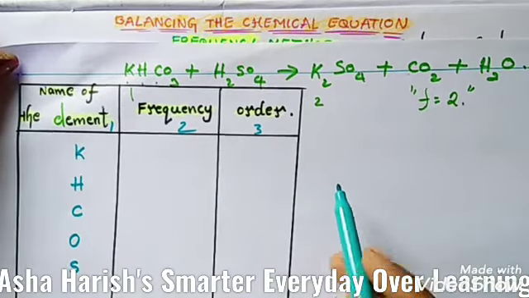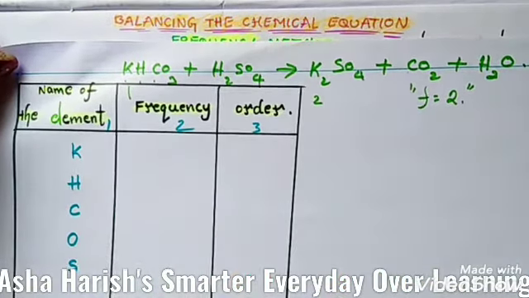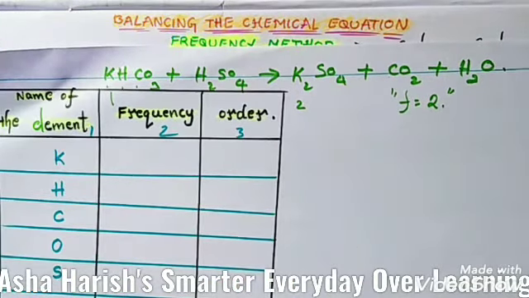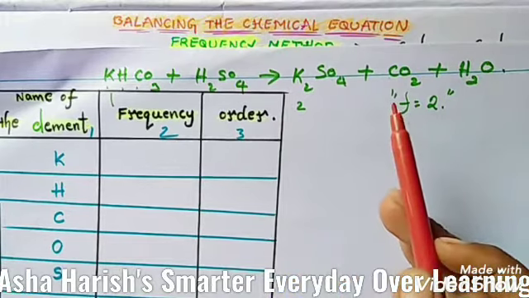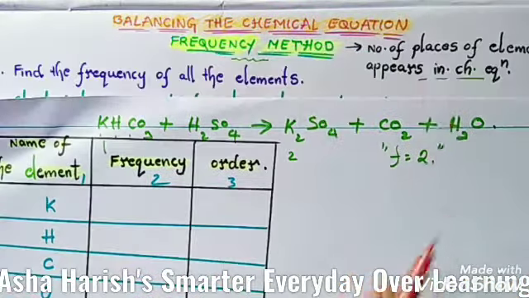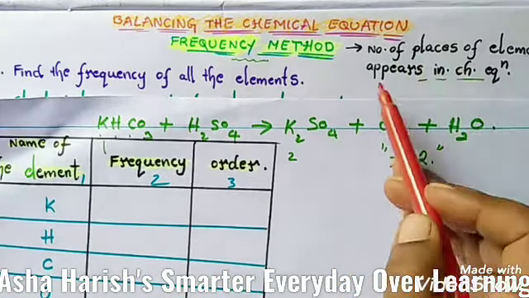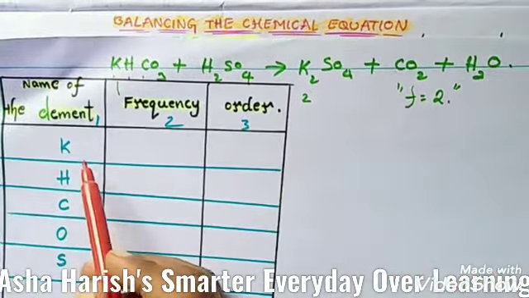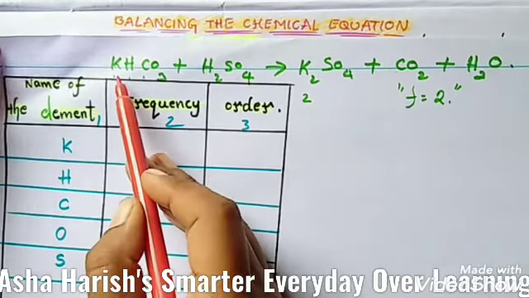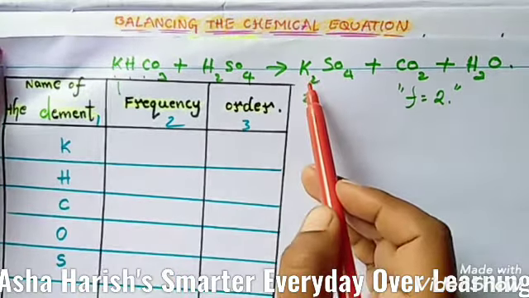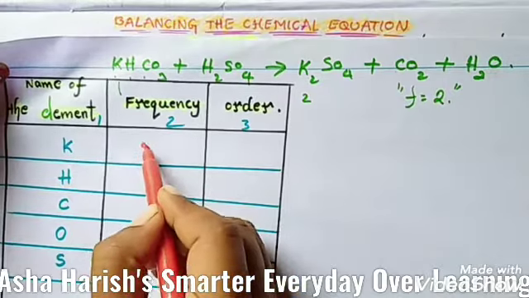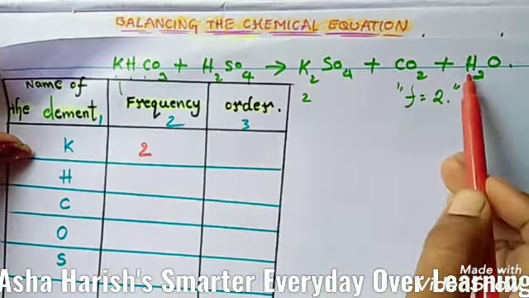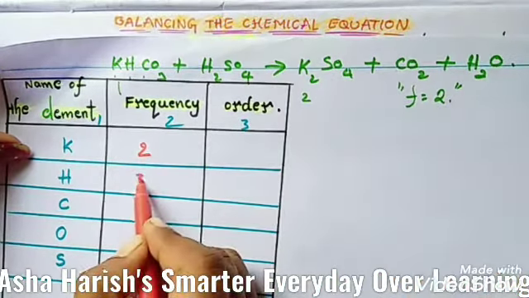Now I am going to draw some rows here so that you may not have any confusion. Based upon this chemical equation, you need to count the frequency. Frequency is nothing but the number of places where an element appears in the chemical equation. Coming to potassium, this is the first place and here is the second place. Now the frequency of potassium is 2. Coming to hydrogen, 1, 2, 3. So the frequency of hydrogen is 3.